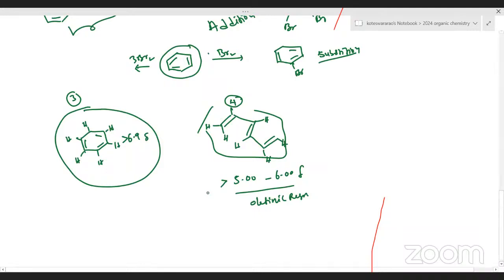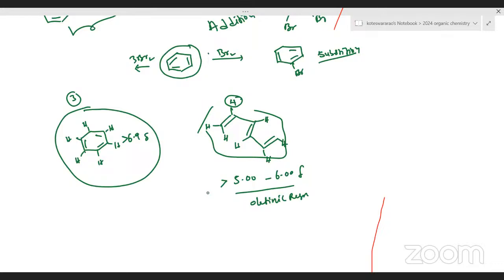Define the aromatic compound. What are its characteristic features? For that question, you need to define the aromatic compound. Compounds which are planar, monocyclic or polycyclic, with a conjugated polyene system containing 4n plus 2 pi electrons, where n is equal to 0, 1, 2, 3, and so on, which are involved in delocalization of pi electrons, is known as an aromatic compound.